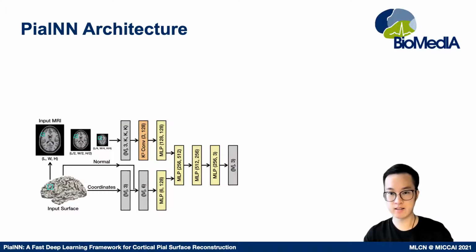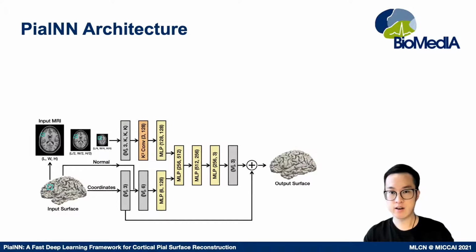Now we can concatenate the point feature and the local feature, and use several dense layers to predict the displacement or translation of each vertex. Then we have an output surface mesh by adding the displacement to the original coordinates. So this is one of the deformation blocks.